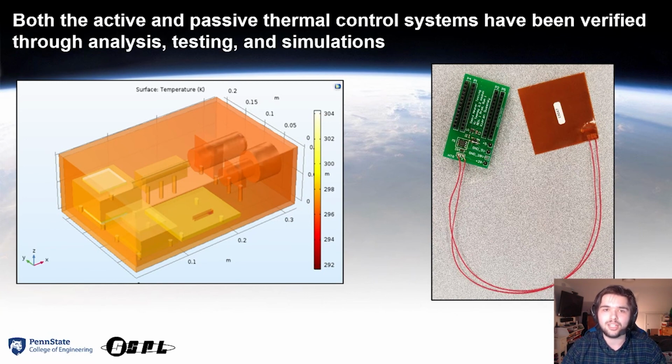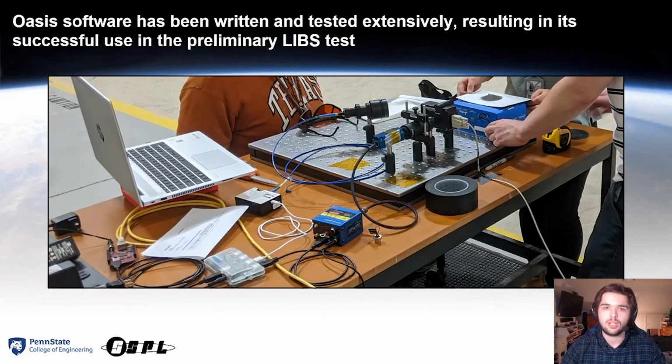Testing and simulation work indicates that the payload is able to maintain operable component temperatures during standby and firing states, and that spectrometer readings are negligibly affected by expected temperature variance. Oasis software has been written and tested extensively, resulting in its successful use during the preliminary LIBS test. This software gives the flight computer full and reliable control of the laser and spectrometer, and the ability to transmit data to and receive commands from an external source.